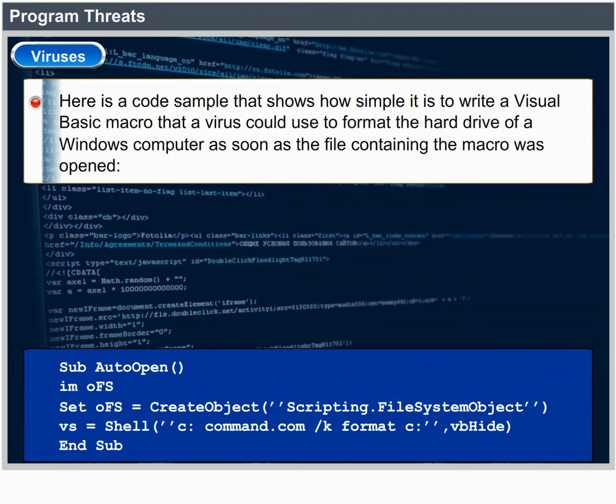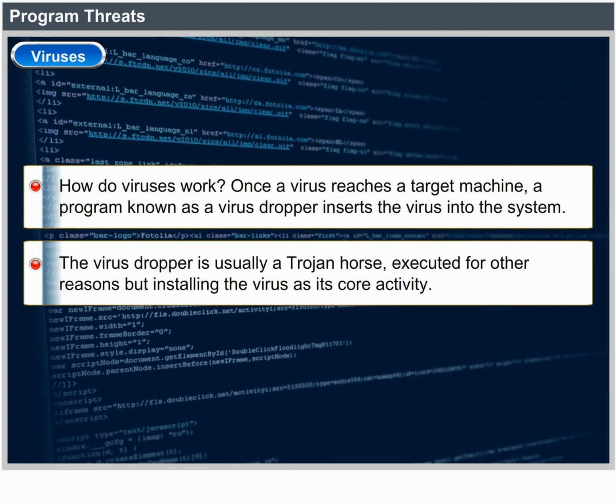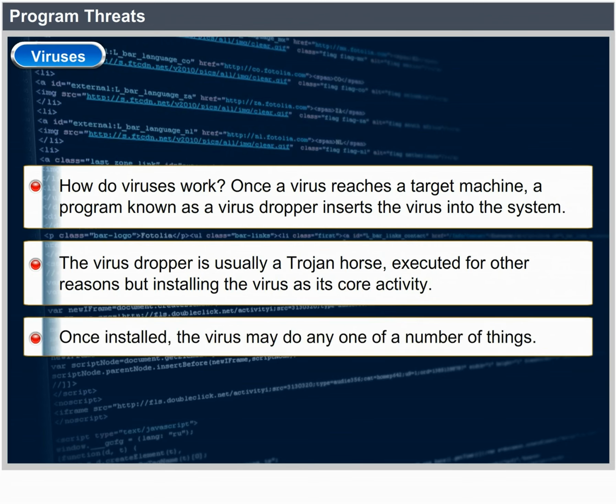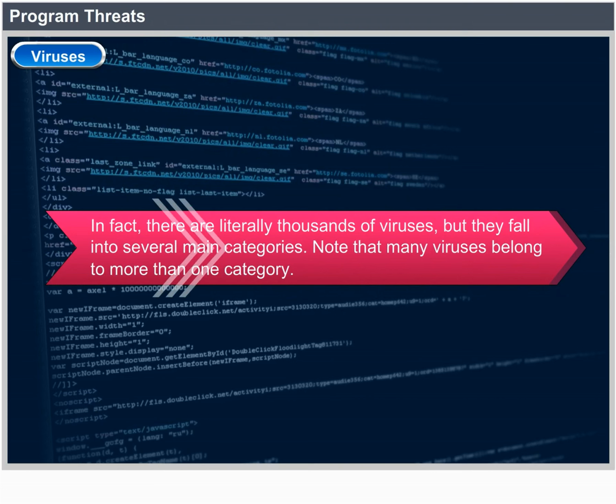How do viruses work? Once a virus reaches a target machine, a program known as a virus dropper inserts the virus into the system. The virus dropper is usually a Trojan horse, executed for other reasons but installing the virus as its core activity. Once installed, the virus may do any one of a number of things. There are literally thousands of viruses, but they fall into several main categories. Note that many viruses belong to more than one category.